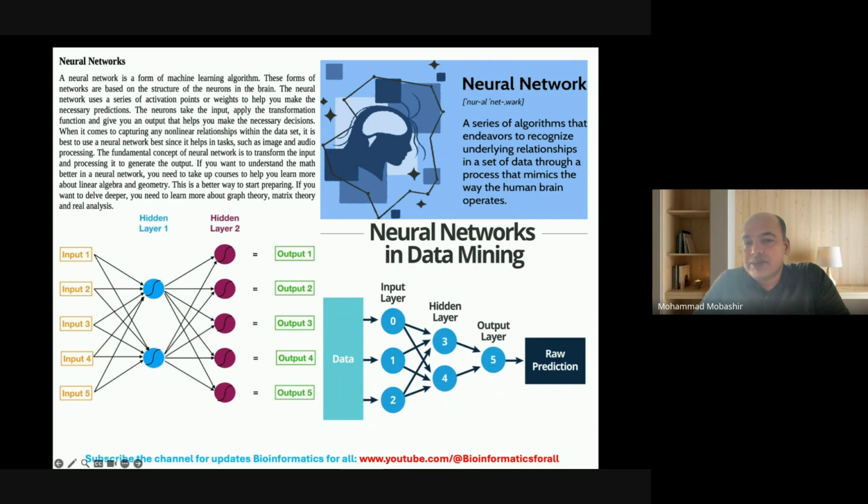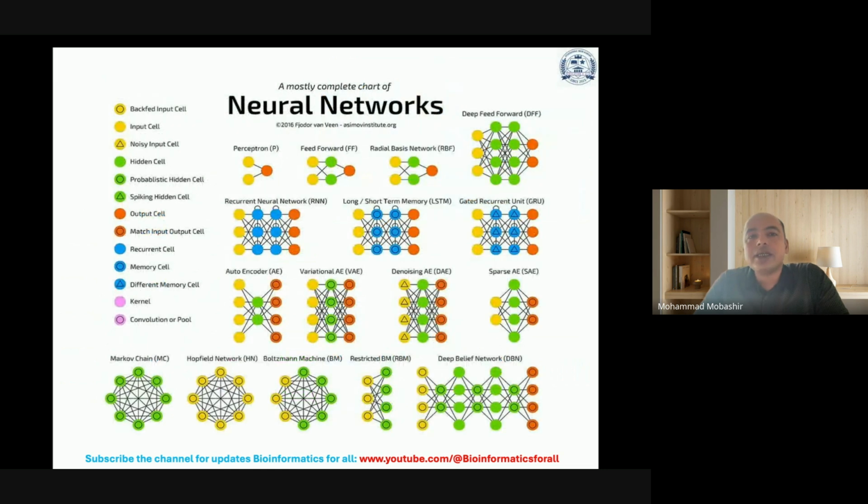And again, here it comes, neural network. You take your data and process it as the input layer, then go to the hidden layer and output layer, and then go for raw prediction. This is how a neural network would look. And if you want to see the details of neural networks in terms of figures, here you can see how the neural network could look.